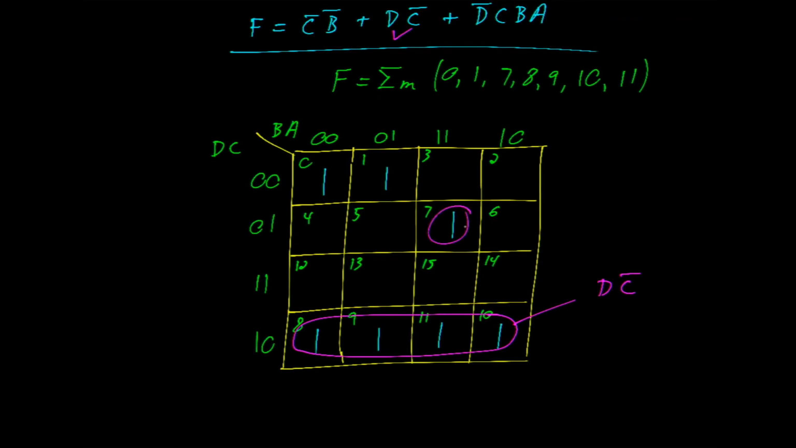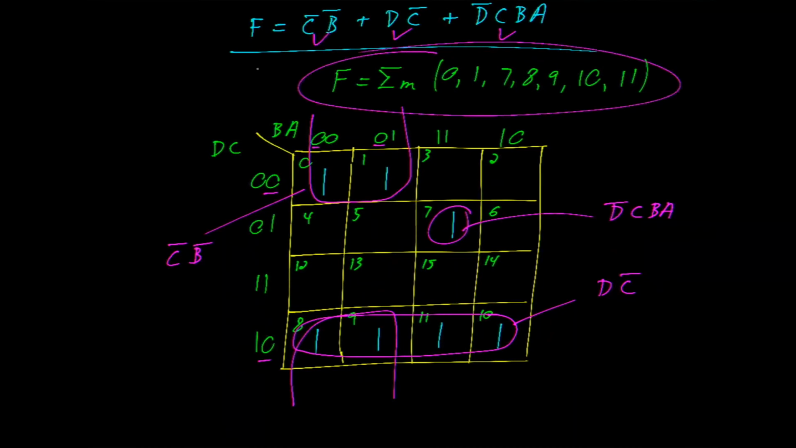There's minterm 7, which is off all by itself, as D0 CBA, which is that term. And finally, we have these, which are represented by C0, and it looks like we're in the B0. Mission complete. This compact sum of minterms is indeed equivalent to this sum of products. This was very easy to do using the K-map.